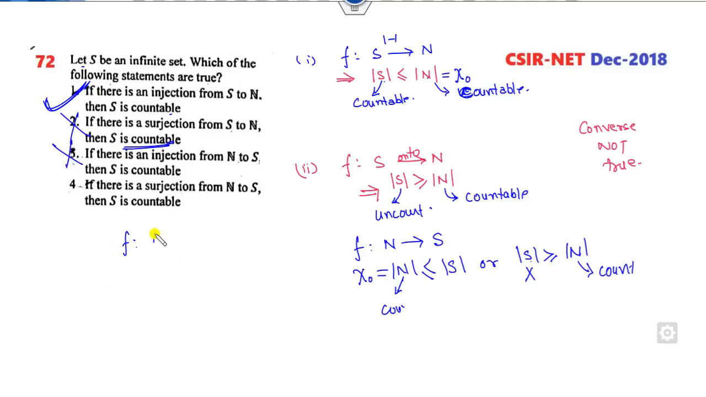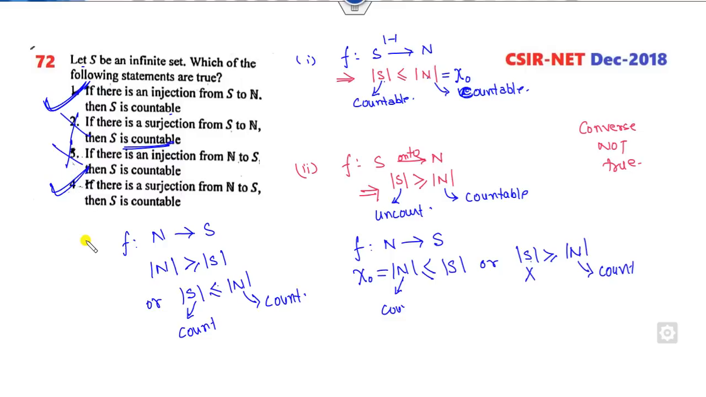And the last option is from N to S is onto. So the cardinality of N is greater than or equal to the cardinality of S, which is countable. So it means S is also countable because it is a less than sign. So the first and the fourth options are the correct answers.